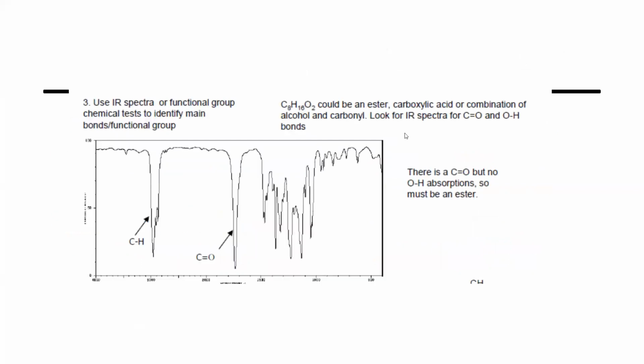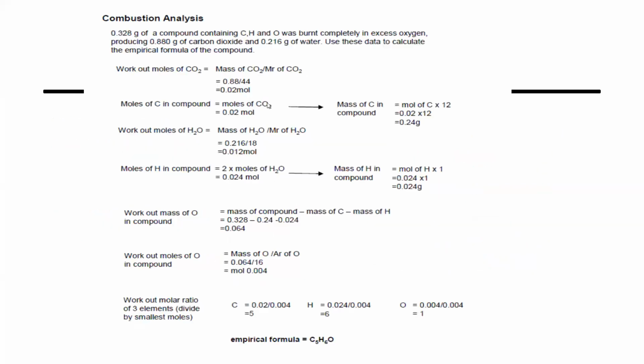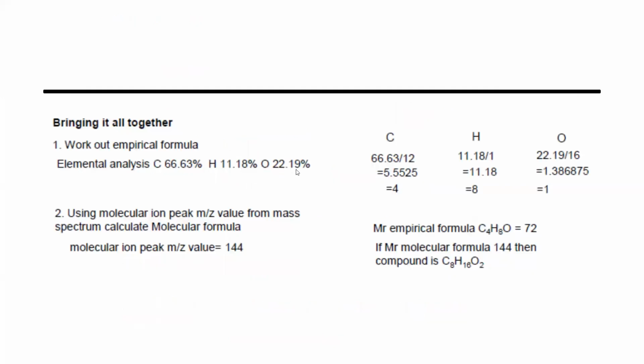Then using this, you can work out the identity: first, using a combustion analysis, you find the empirical formula. Using the empirical formula and the molecular mass, how can you find the molecular mass? You can use a mass spectrometer.